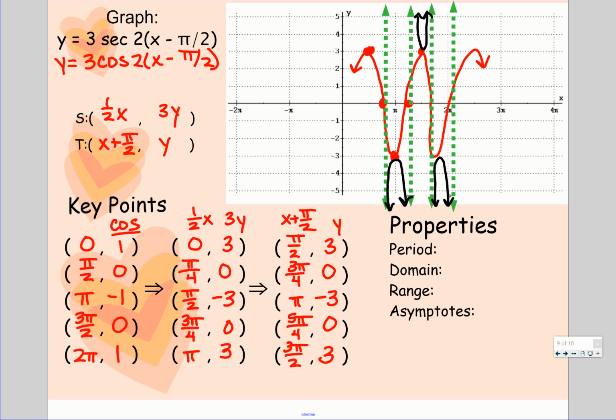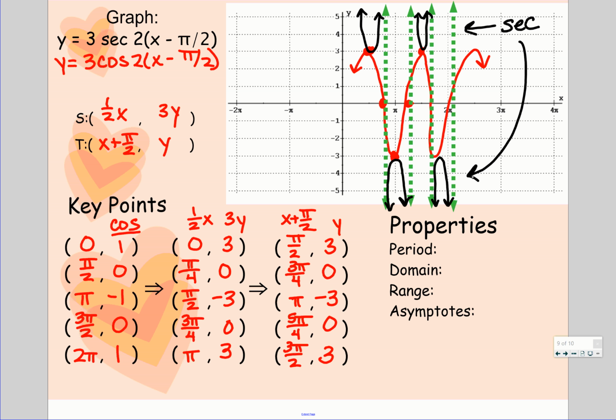Something like that. So the graph that you see in black there, that's our secant graph that we're looking for. There and at the bottom. Okay, and the cosine in the middle is just the work to get us to that point.